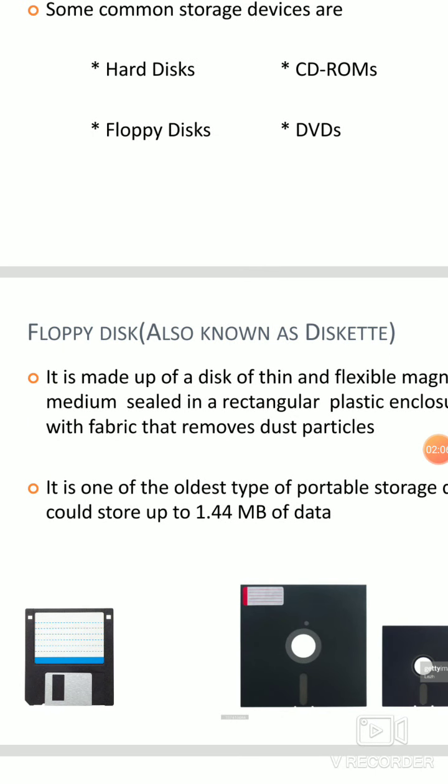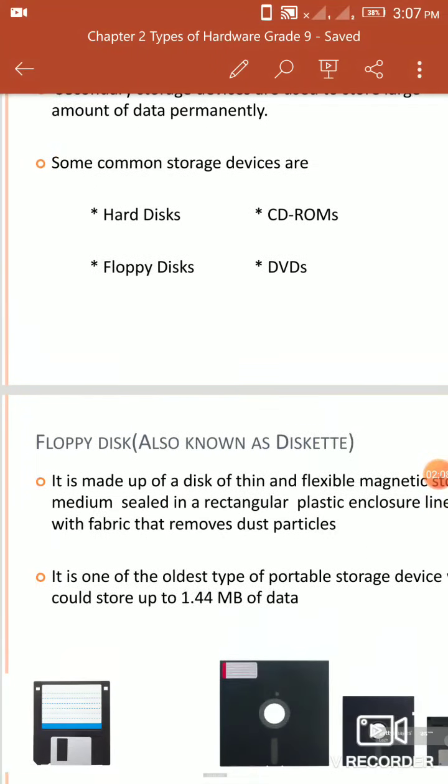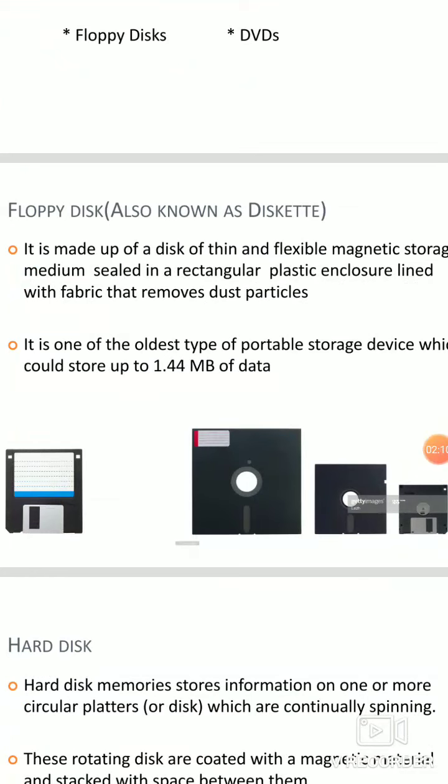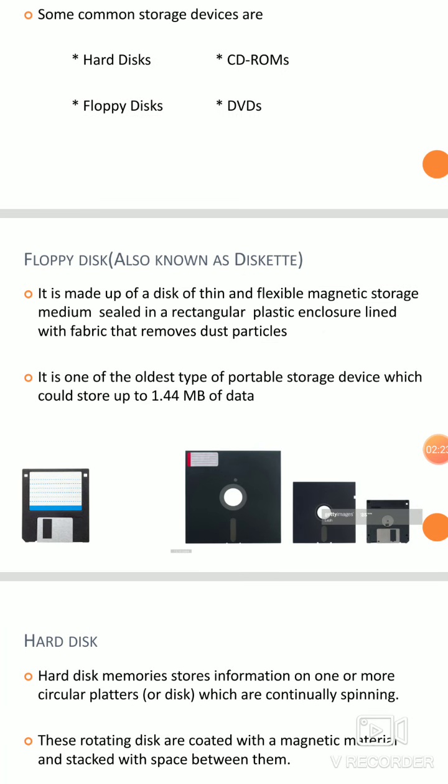Floppy disks. It is also known as diskette. It is made up of a thin and flexible magnetic storage medium sealed in a rectangular plastic enclosure lined with fabric that removes dust particles. It is one of the oldest types of portable storage device, which could store up to 1.44 MB of data. Floppy disks were of different sizes like 3.5 inch, 5.25 inch, etc.